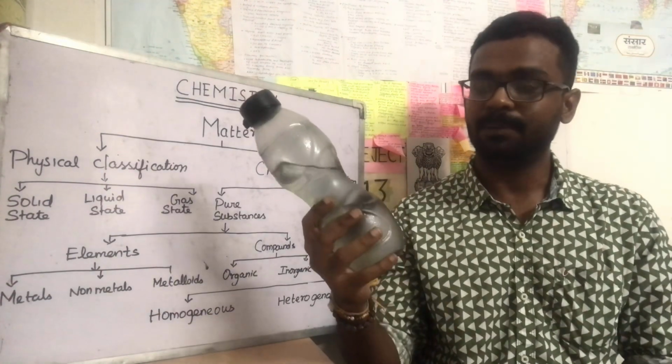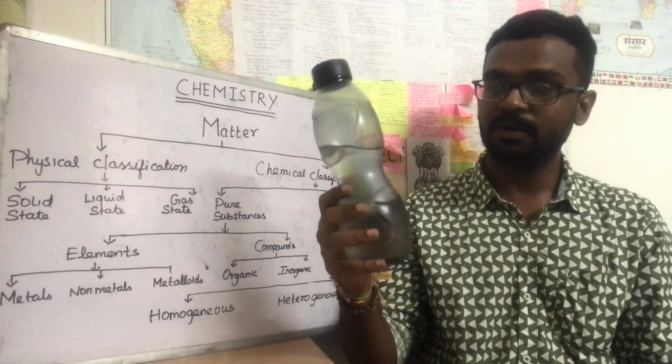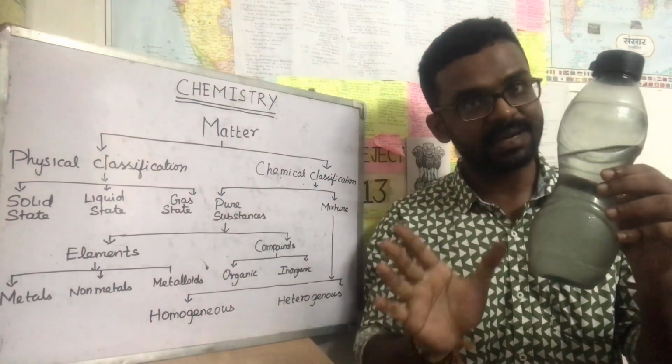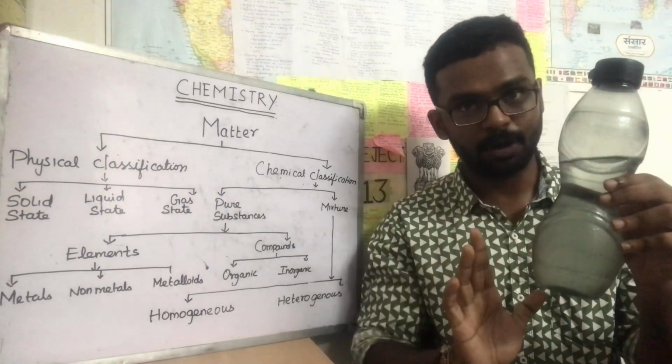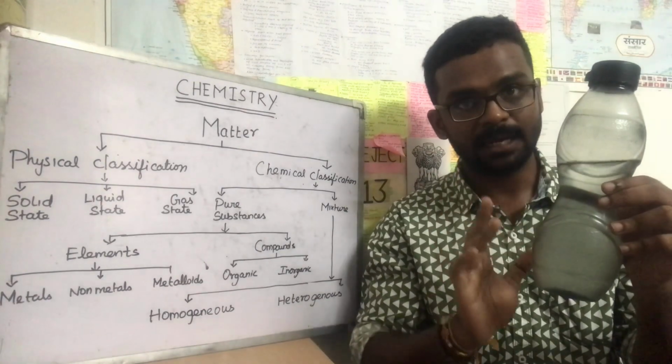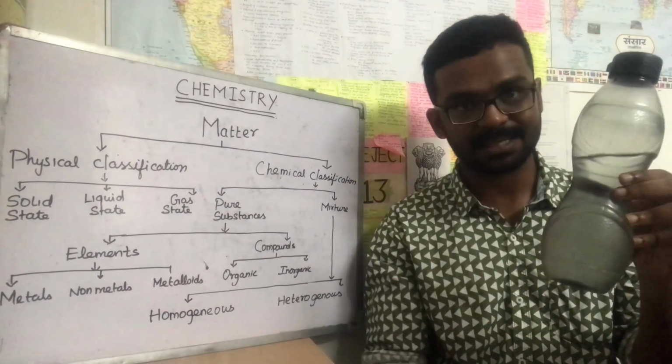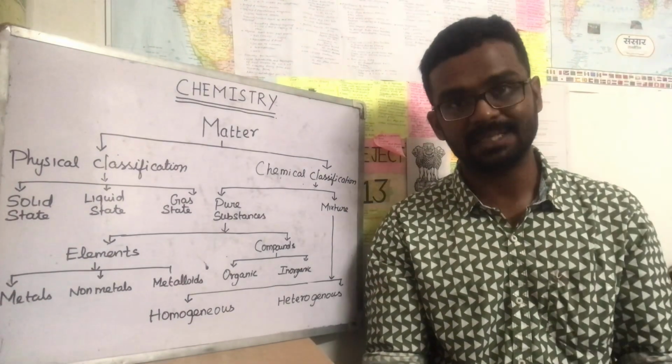For example, in the water bottle, you can see the water inside it, which has no definite shape, but has a definite volume. But it has the capability to acquire the shape of the container where it is placed. These are the properties of the liquid state.